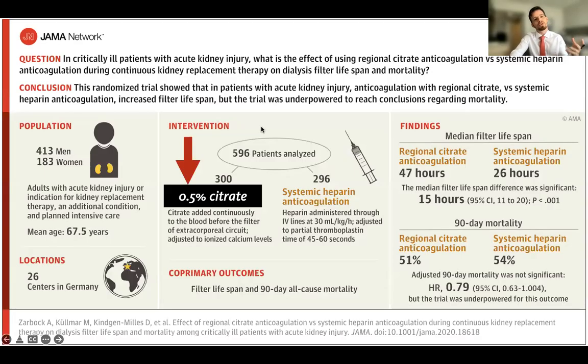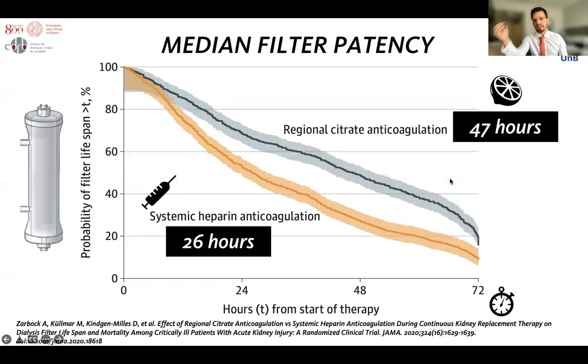This is the most important trial so far, comparing regional citrate anticoagulation versus heparin. In this trial, they utilized 0.5% trisodium citrate, and the main outcomes were mortality. There was no difference in mortality, but also median filter lifespan. There was a difference of 15 hours between the citrate group and the heparin group.